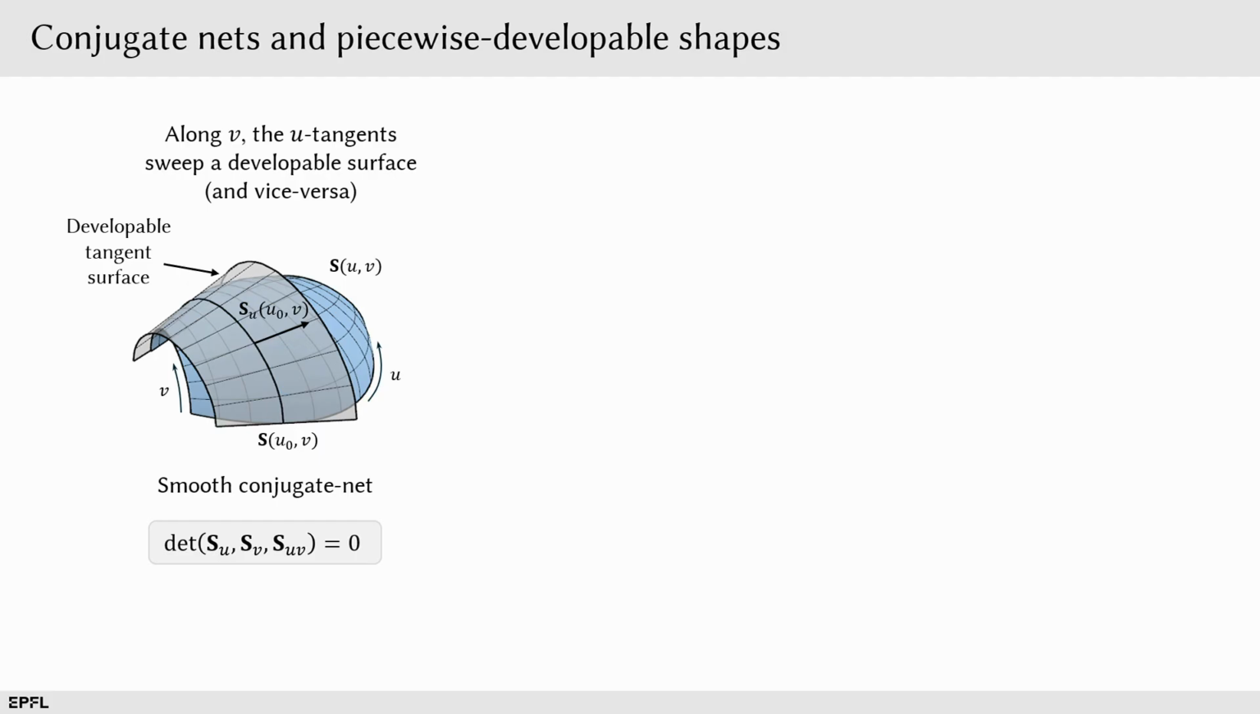A more intuitive interpretation of this is the following: let us take one parameter family of curves on the surface in u direction. Then if we take the derivatives in the other direction, this will trace out a developable surface. This surface is also referred to as a tangent developable surface. And this holds in both directions. The constraint is symmetric.